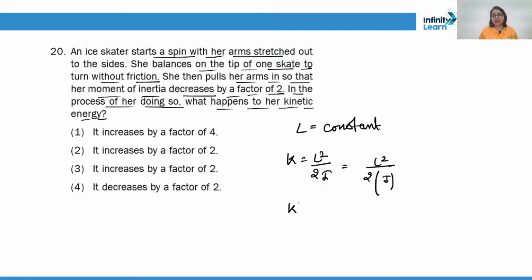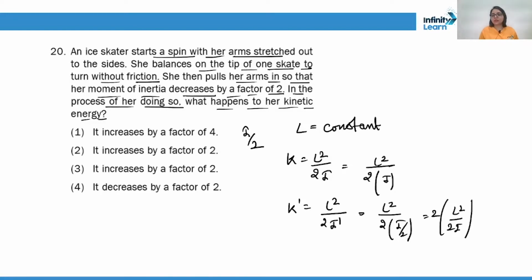K dash will be L square upon 2I dash, right? I dash is the new moment of inertia, which is I by 2. It is given in the question. It decreases by a factor of 2. So L square upon 2 I dash, with I dash being I by 2, will be 2 times L square upon 2I, right? So L square upon 2I is the original kinetic energy. So K dash will be 2 times K. Fine. So kinetic energy increases by a factor of 2, which is option 2.